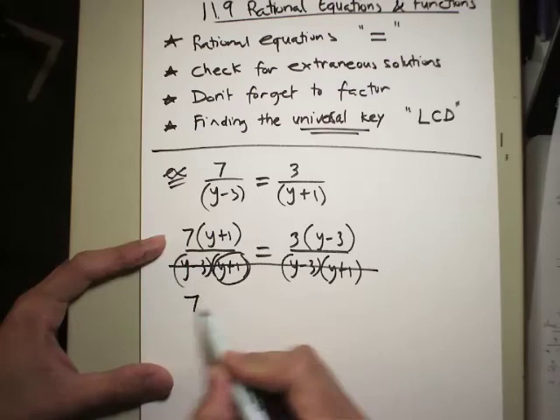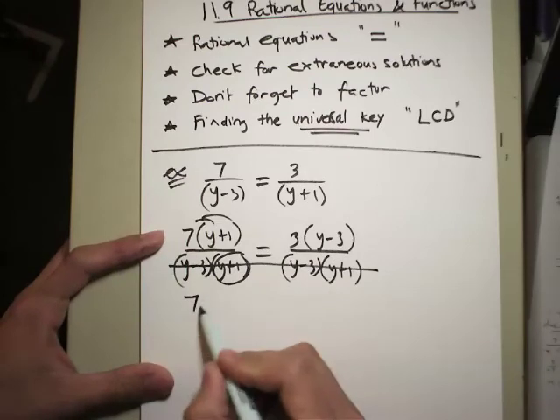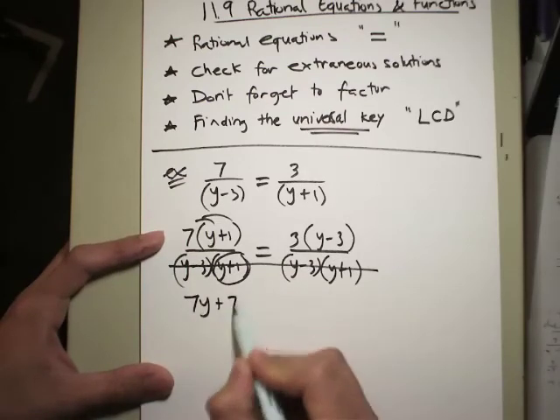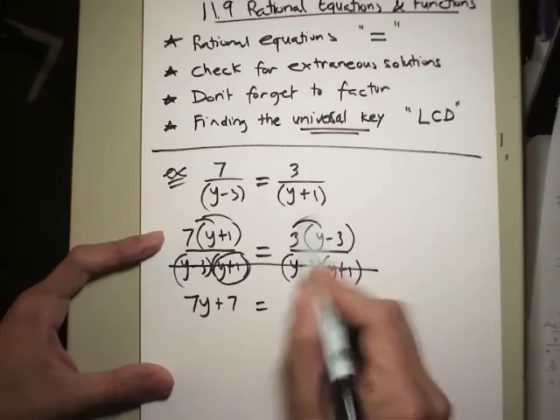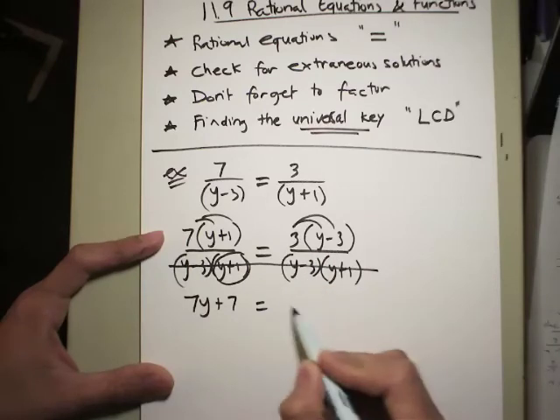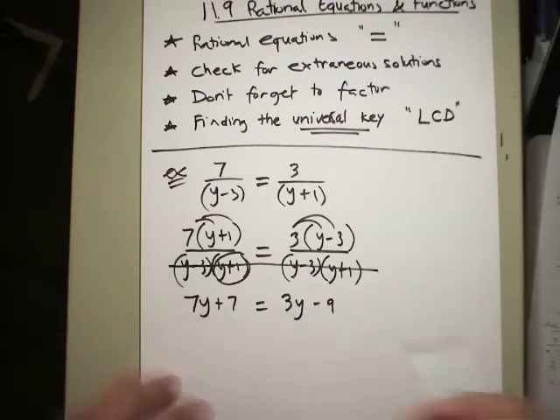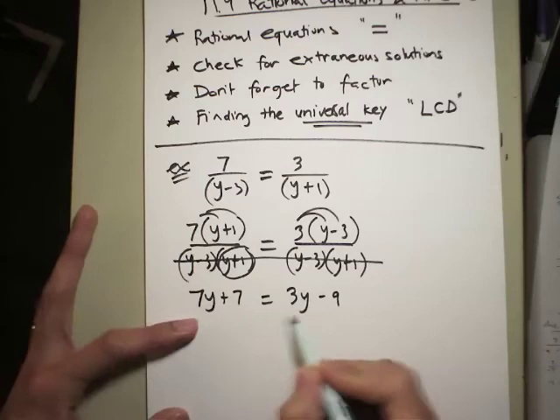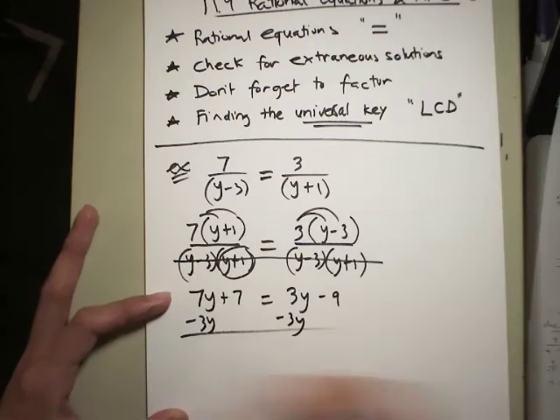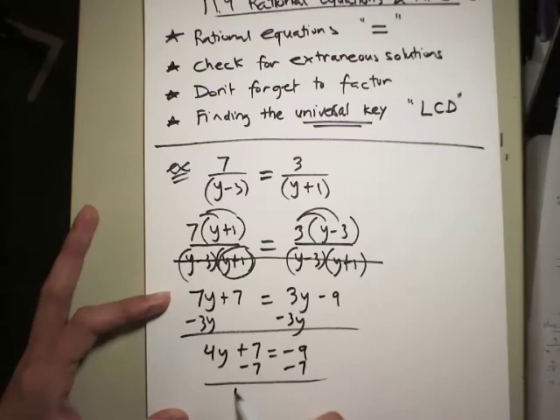So it's just going to become 7, distributive property, 7 times y, plus 7 equals 3 times y, and 3 times negative 3, so that becomes 3y minus 9. And at this point, we just want to combine my terms, move all the y to one side. So that becomes 4y plus 7 equals negative 9, minus 7 over both sides. You have 4y equals negative 16, divided by 4, and y is negative 4.